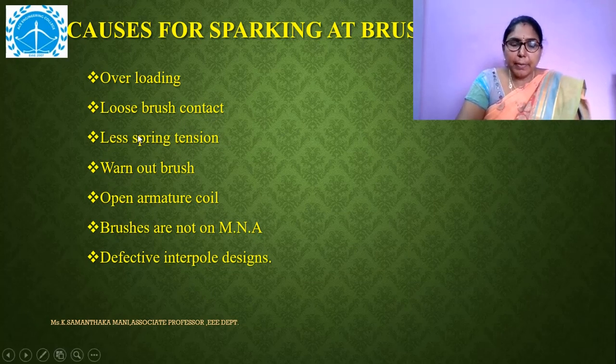And less spring tension and worn out brushes, or an open armature: if an armature coil accidentally gets opened, this will also lead to sparking at the brushes. And if the brushes are not on the MNA, that also leads to sparking. And defective interpole design will lead to sparking. So these are the different causes for sparking at the brushes, which is not at all advisable. There shouldn't be any sparking at the brushes.